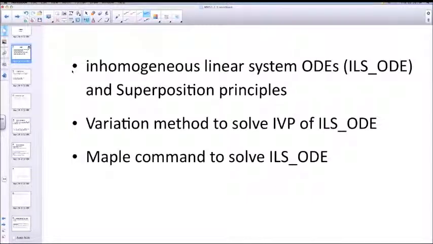So first I'm going to introduce what is an inhomogeneous linear ODE and a theorem about a superposition principle. And then we're going to use a variation method to solve the system. And finally, I'm going to show you the Maple commands to solve the system.